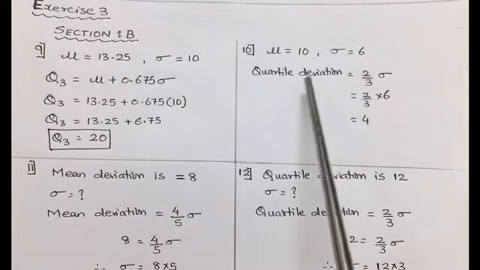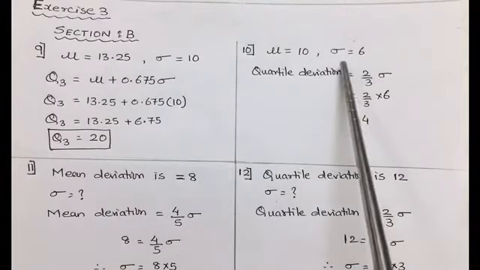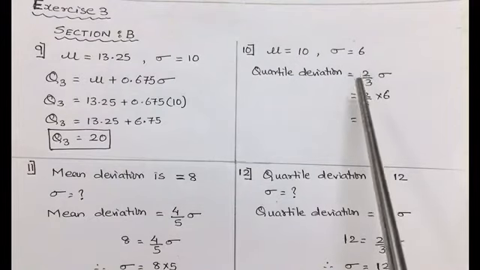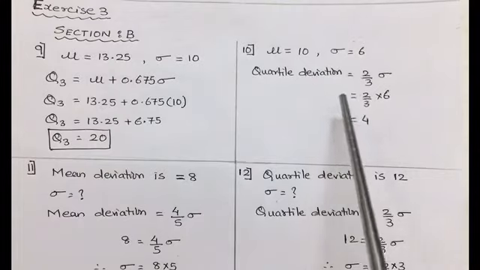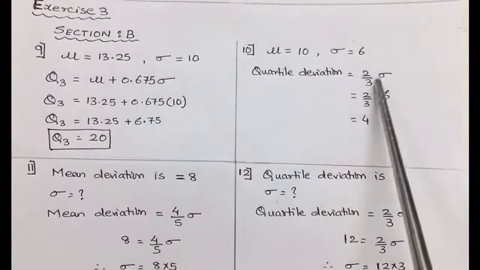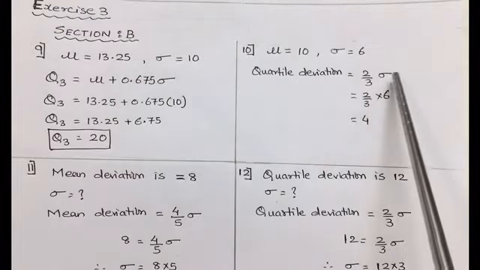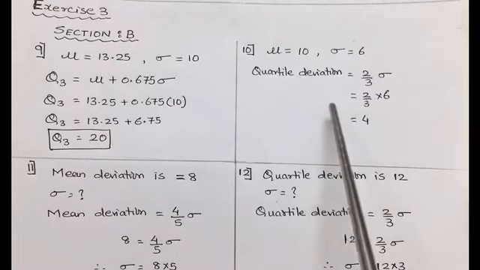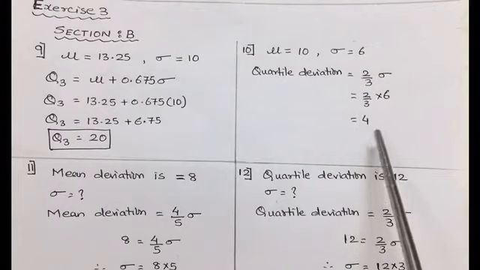The 10th one given is mean is 10, sigma is 6, that is standard deviation is 6. We need to calculate the quartile deviation. The formula of quartile deviation is 2 by 3 sigma. So keeping the value of sigma as 6 and calculating the quartile deviation, we get it as 4.